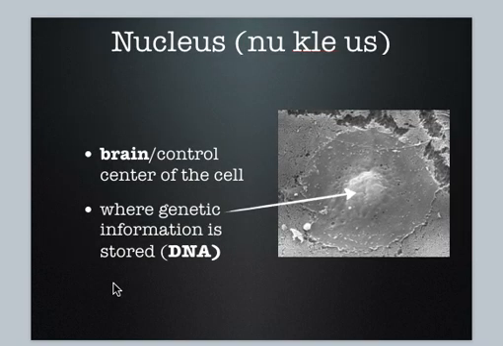Number 4 is the nucleus. Underline the C and write the letter K up above it. Nucleus. It is not pronounced nucleus. It is nucleus. Nucleus. It is the brain of the cell. The state exam likes to use control center.